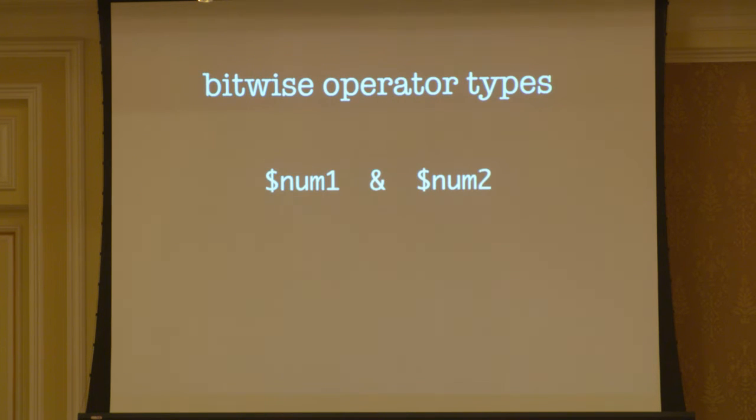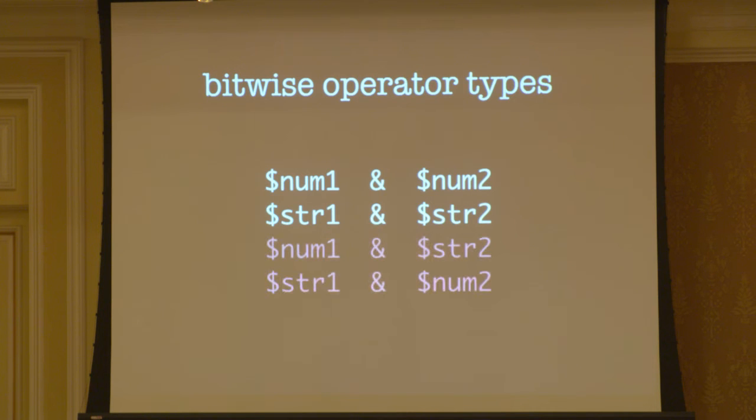Well, if you give it two numbers, it's numeric. And if you give it two strings, it takes the strings, breaks them down into bit strings, and does it that way. But if you give it a number and a string, or a string and a number, it does something. And the most important thing in Perl is to do something.